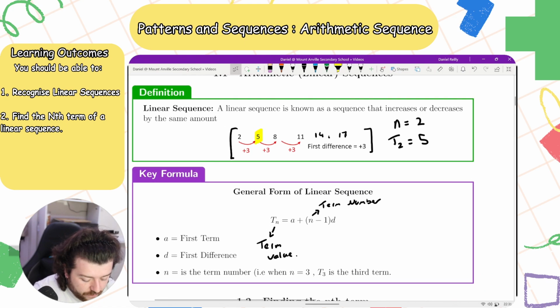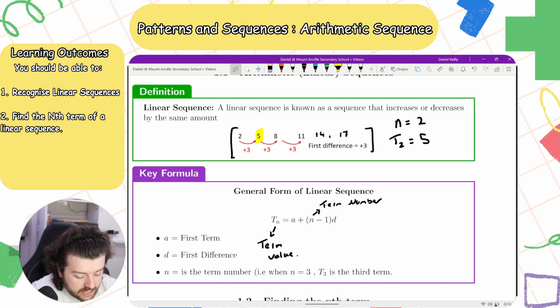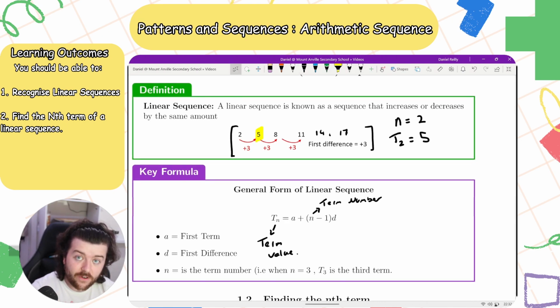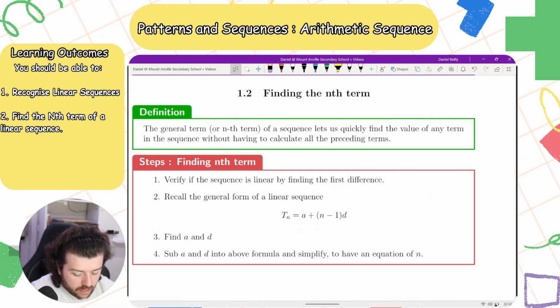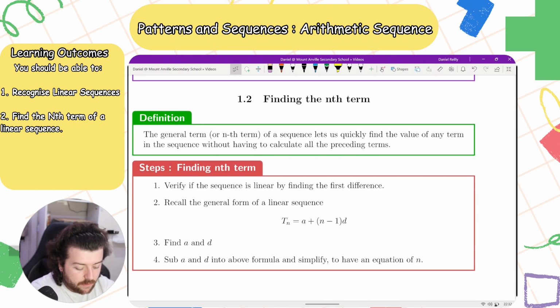Let's have a look at this formula. It's in your log tables: tn equals a plus n minus 1 d, where a is the first term and d is the first difference. Once we have the first term and the first difference of a linear sequence, we can solve for the general term. The general term lets us quickly find the value of any term in the sequence without having to calculate all the preceding terms. To find the nth term, we verify a sequence is linear by finding the first difference, recall the general formula, find what a and d are, and then sub them into the formula to get an equation in n.